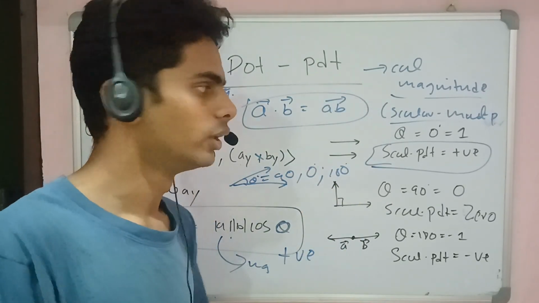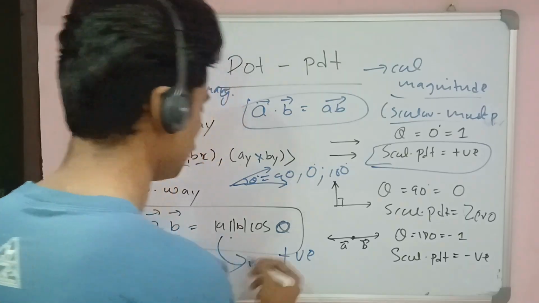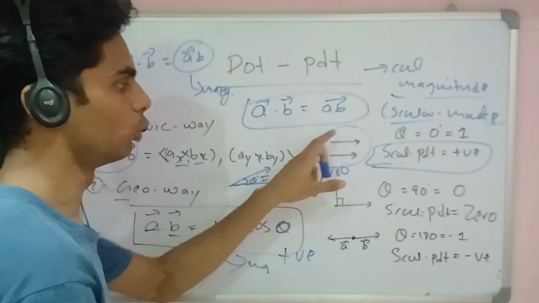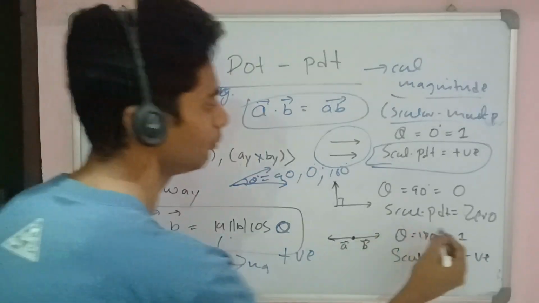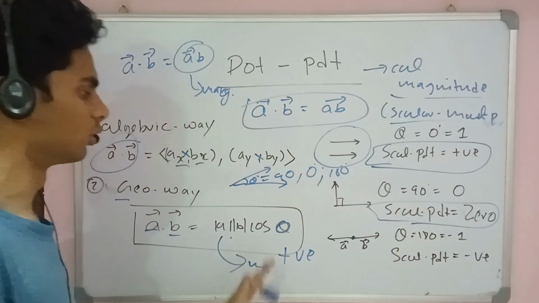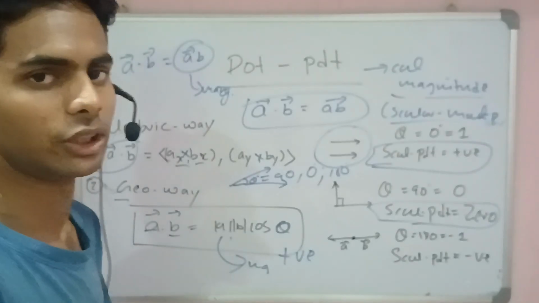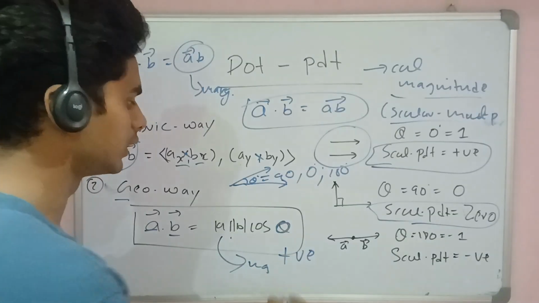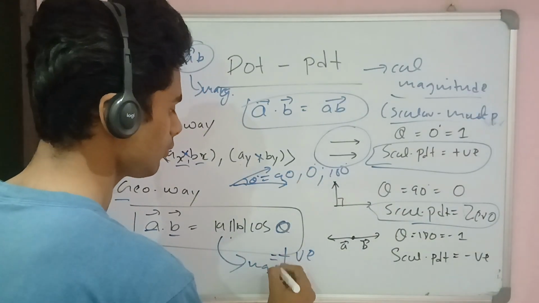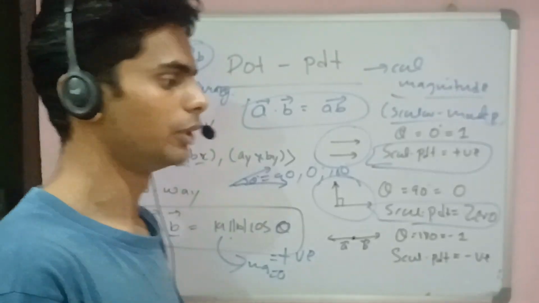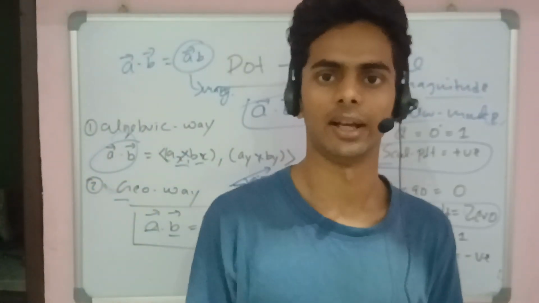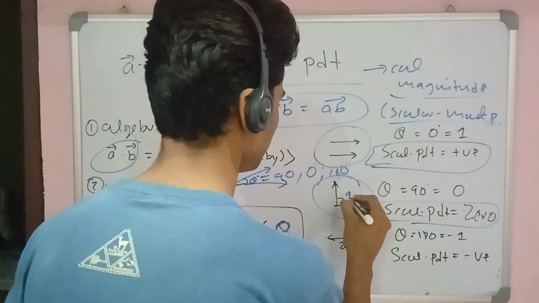Okay, so if the scalar product is positive, then both vectors are parallel to each other. Second thing, if the scalar product of both vectors is zero, then you can say both vectors are perpendicular to each other, with a 90-degree theta angle between them. So that's all about it.